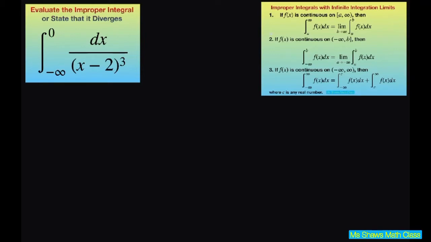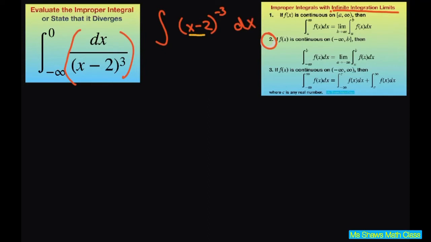It has this form here, part 2, for improper integrals with infinite integration limits. So we're going to follow this form. Before we get started, I do want to integrate this part here so we don't get lost in the process. So if you just integrate, I'm going to write this as (x - 2) to the negative 3 power dx.